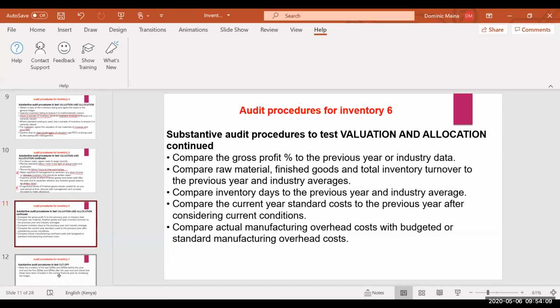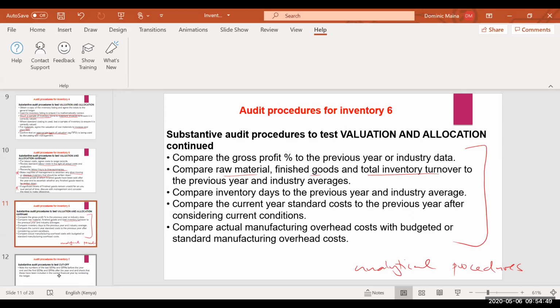Okay, so next we're going to compare the gross profit margin to the previous years. I think you've already done this. We do this to check whether there could be any potential misstatement occurring. Then compare raw material, finished goods, and the total inventory turnover to the previous year. So simply this is the use of substantive analytical procedures, the use of comparison.